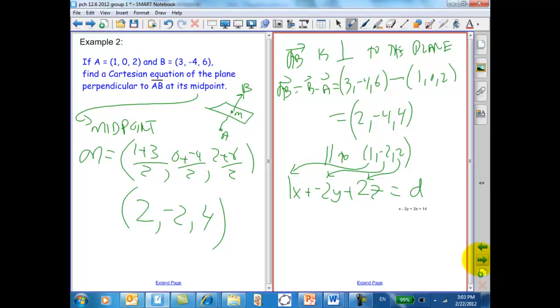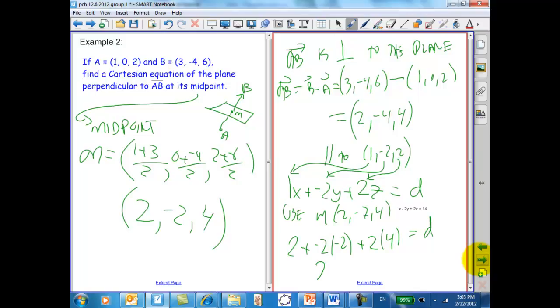In this case, don't use A or B, because those aren't in the plane we're interested in. We're interested in the plane perpendicular to and passing through the midpoint of AB. So it's kind of like a perpendicular bisecting plane of AB. So let's use M, which is 2, negative 2, 4. So I get 2 plus negative 2 times negative 2 plus 2 times 4 equals D.